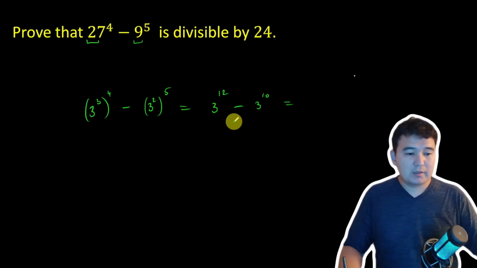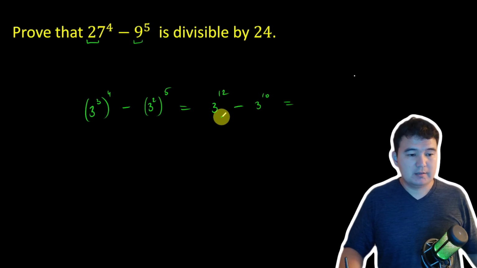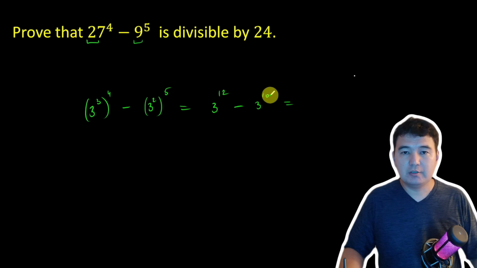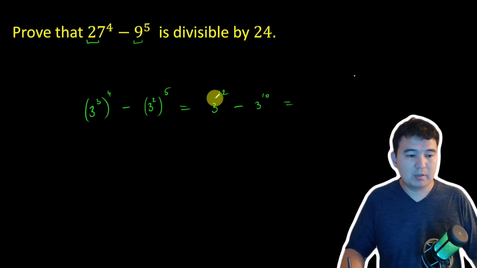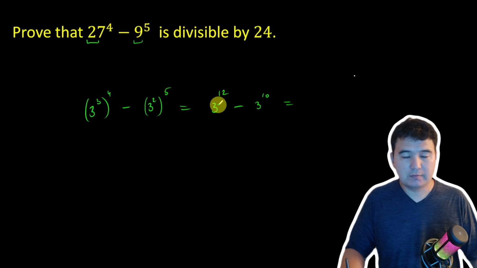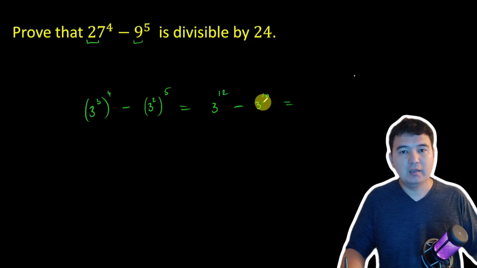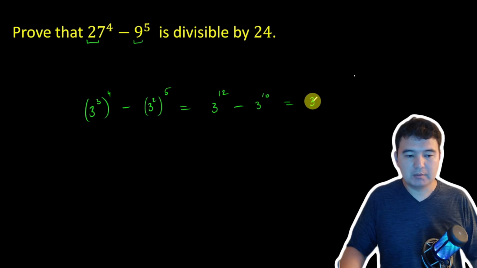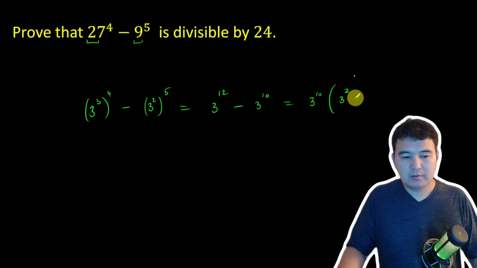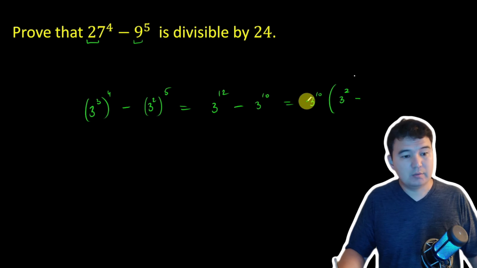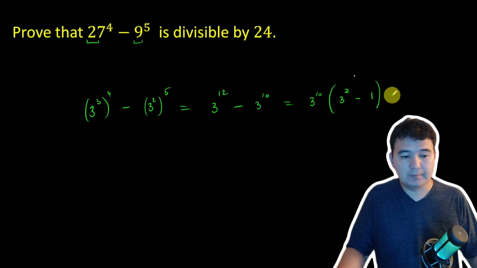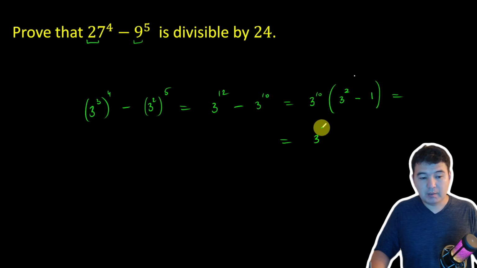Now we can take out the common factor of these two expressions, 3 to the power 12 and 3 to the power 10. The common factor is going to be 3 to the power 10, because we have 12 factors of 3 and 10 factors of 3, so 10 of them are common. So 3 to the power 10. Inside the parentheses, we'll have 3 squared minus 0 factors of 3, so that means we are just left with 1. And that becomes 3 to the power 10 multiplied by 8.